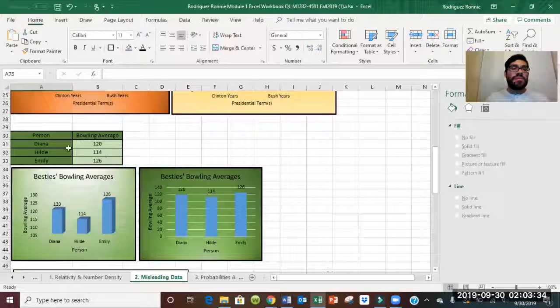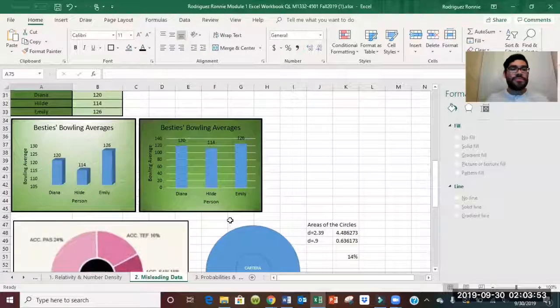We did the same thing for bowling averages for a group of friends here. You can just see that there's a huge difference here. We start at 105, we're going up by 5. Here, we're going up by 20, but it's right here in between the 100 and 140, right around that 120 line. You can see 120, 114, 126, really close.